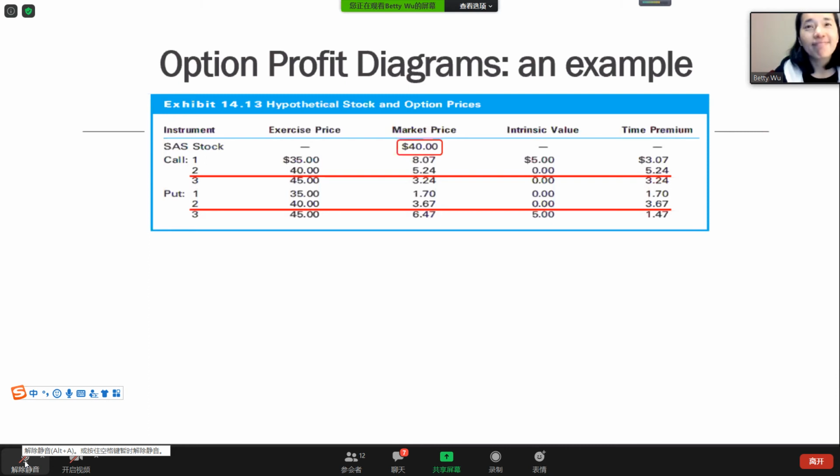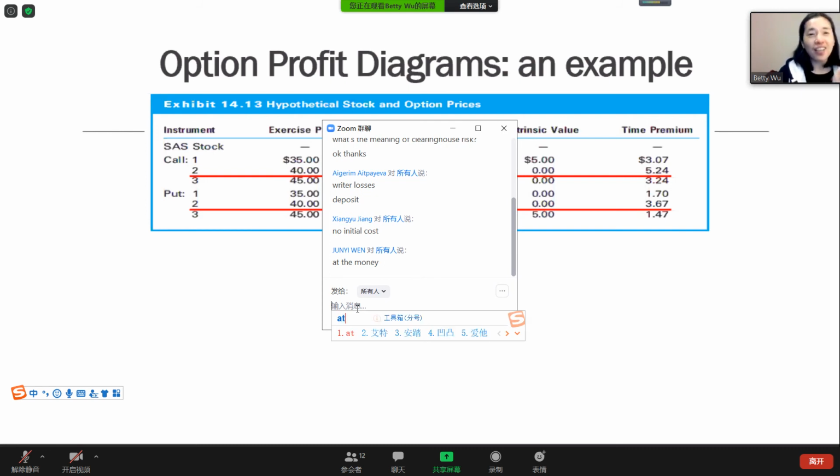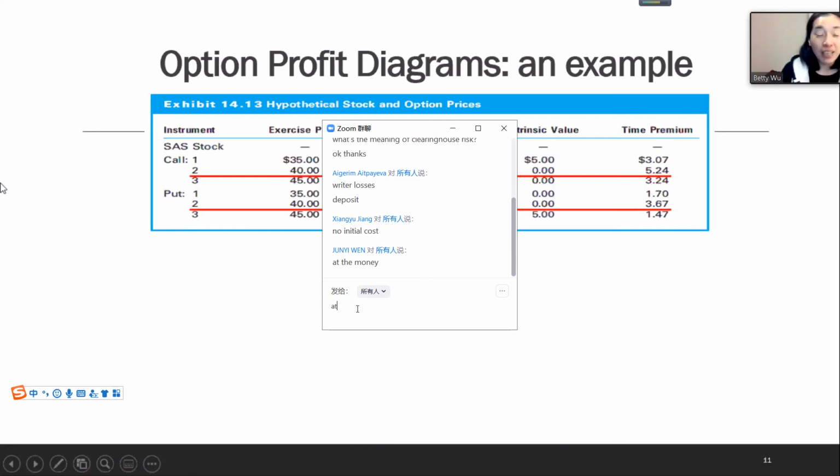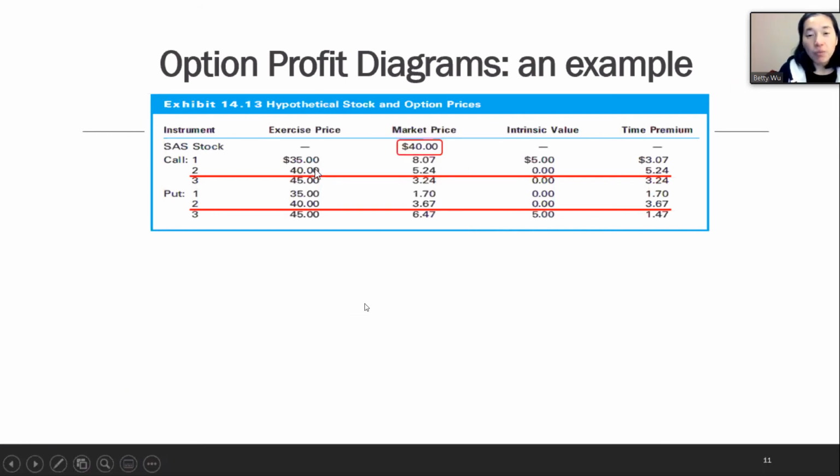Anyone? Or just give me some kind of answer: in the money, yes. Because if you exercise it right now, the intrinsic value is 0. So it means that you buy at 40, sell at 40. That is 0, so it's at the money. And so call number 1 is in the money, and call number 3 is out of the money.